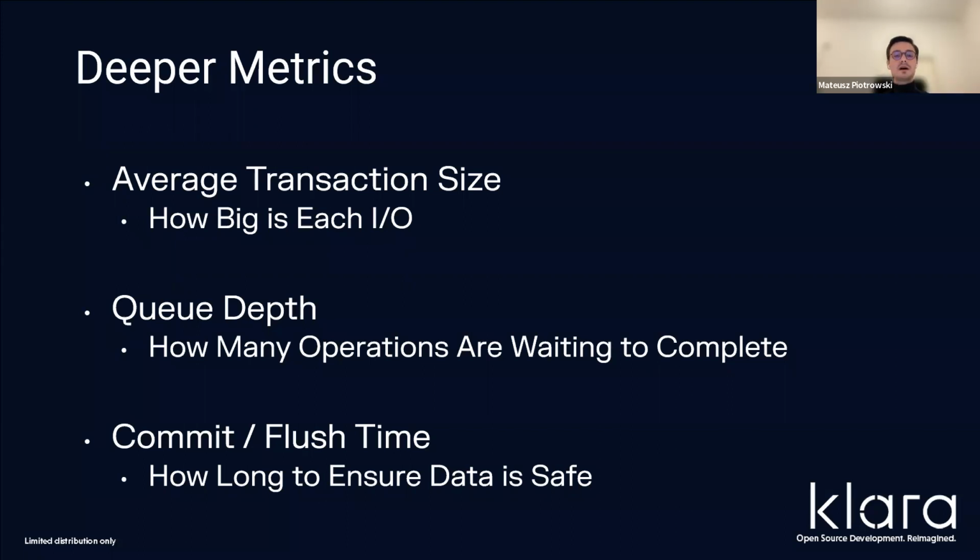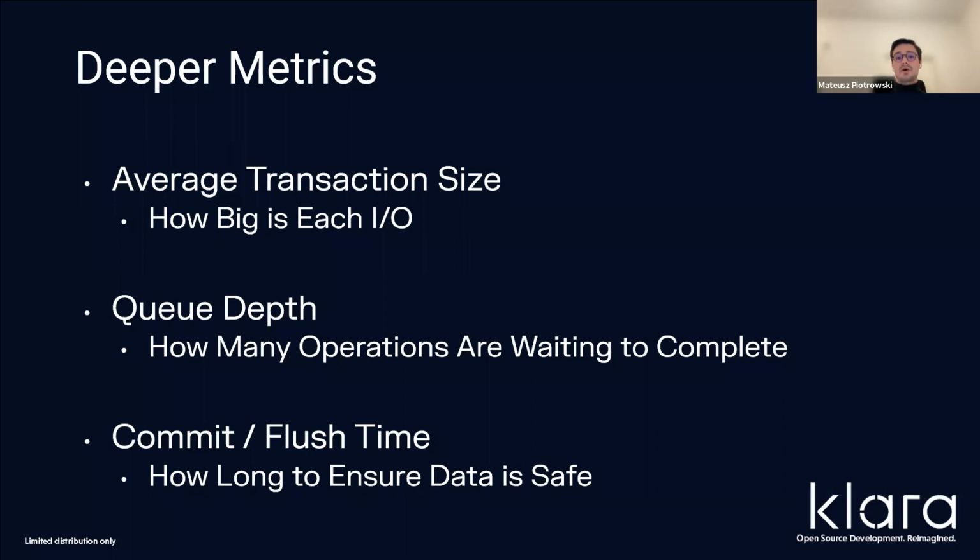So the first one we would like to tell you about is the average transaction size. This is how big each IO is, and this is related to throughput. Throughput is average transaction size times IOPS. And the interesting thing is that, for example, if you're hitting IOPS limits, perhaps you can change the transaction size. For example, make it larger so that your IOPS are larger if you are exhausting them without having enough throughput. There are many ways to work with this metric.